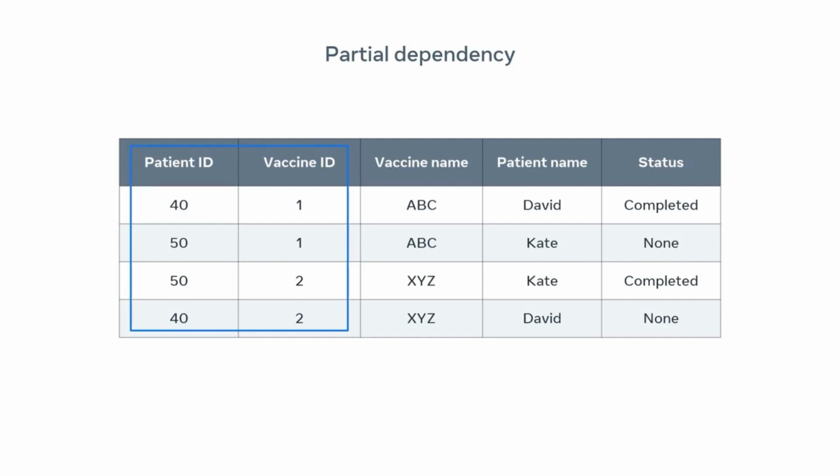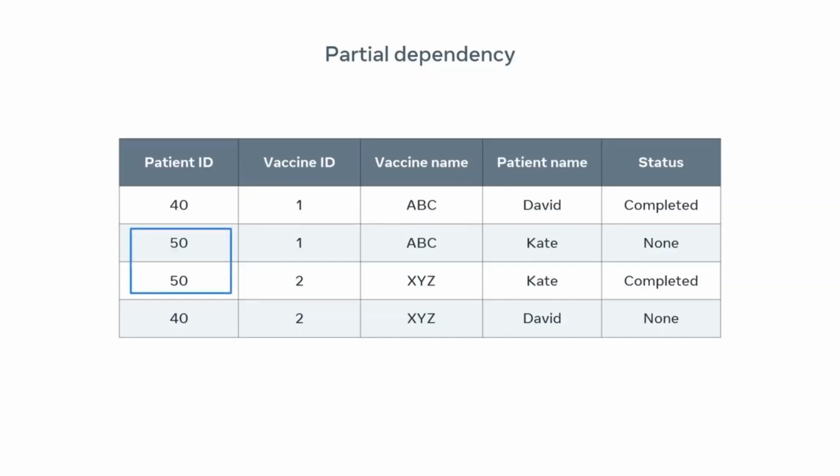The vaccination table must meet the second normal form, or 2NF. So all non-key attributes, the vaccine name, patient name, and status, must depend on the entire primary key value, which are patient ID and vaccine ID. It can't depend on just part of the value, otherwise this creates partial dependency. Let's apply this rule to find out if it's true for every non-key column.